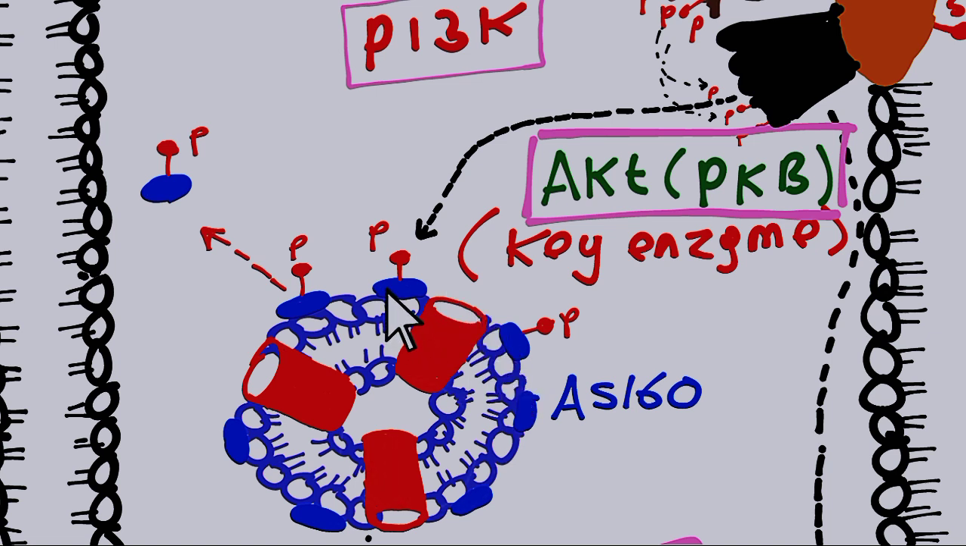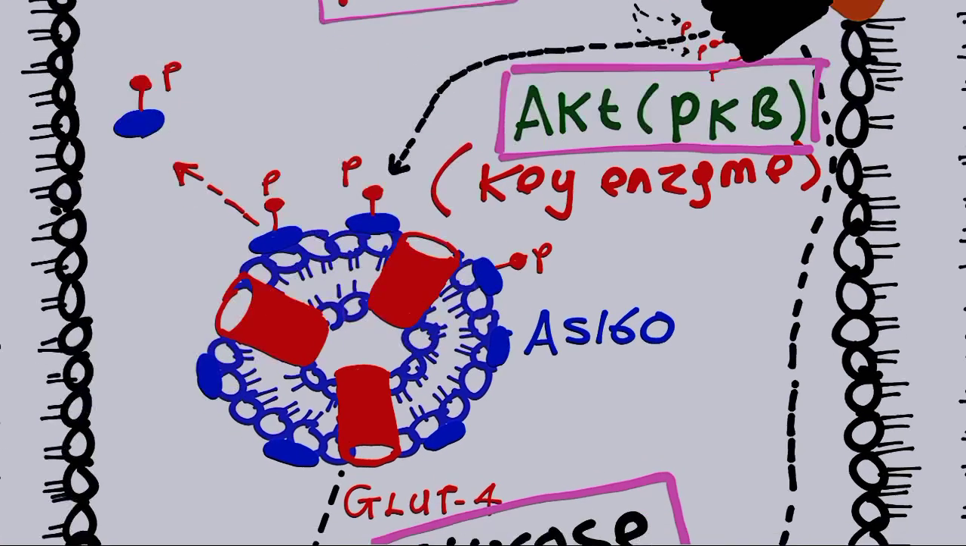Now, when we phosphorylate these proteins, they are going to become what? Inactive. So they are going to be inactivated and they are going to leave the what? The vesicle. So AKT is going to phosphorylate the AS160 and inactivate these proteins so that they leave the vesicle. When they leave, the vesicle is going to be able to move and bind to the cell membrane.